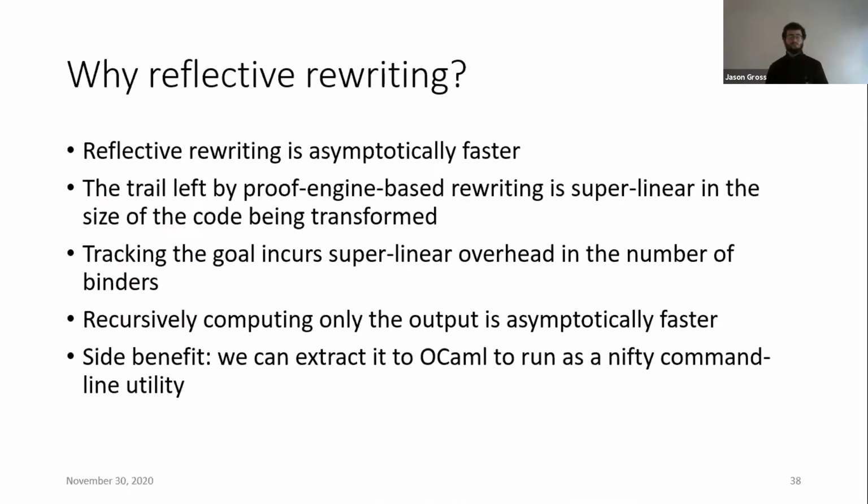The reason to use reflective rewriting is that reflective rewriting is asymptotically faster. There are a couple of reasons for this, I believe. One of them is that the trail left by proof engine-based rewriting is superlinear in the size of the code being transformed. This could be avoided with a great deal of cleverness. Another reason is that tracking the goal at all when you're doing rewriting incurs superlinear overhead in the number of binders. This one is much harder to avoid. And recursively computing only the output is asymptotically faster.